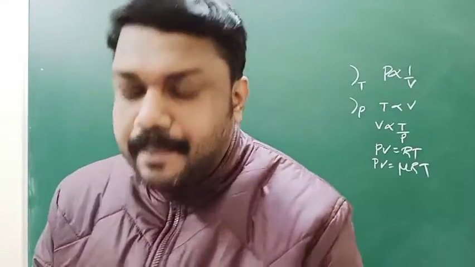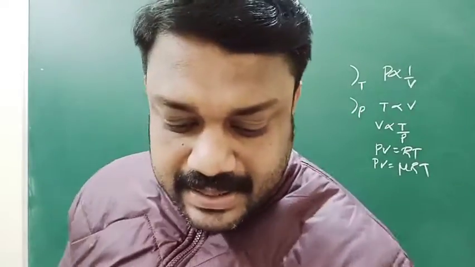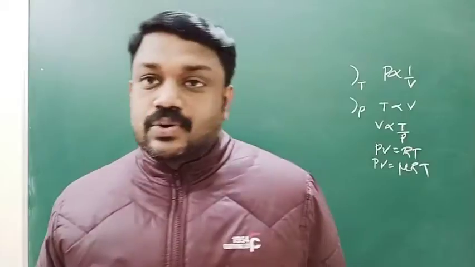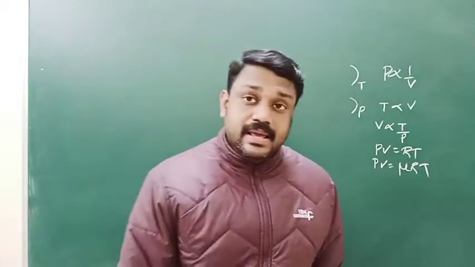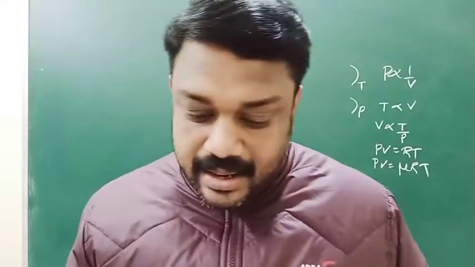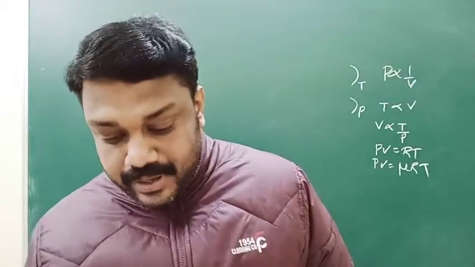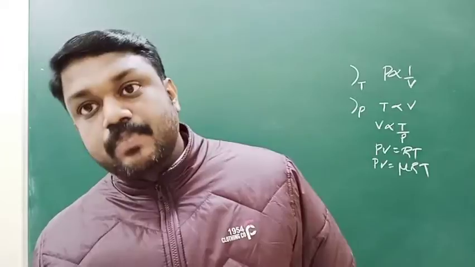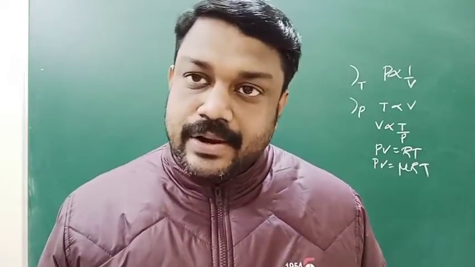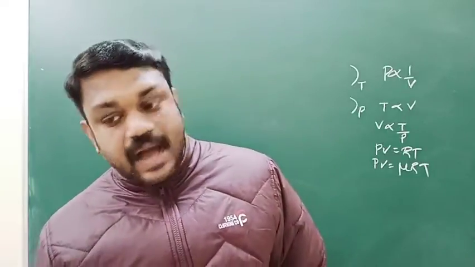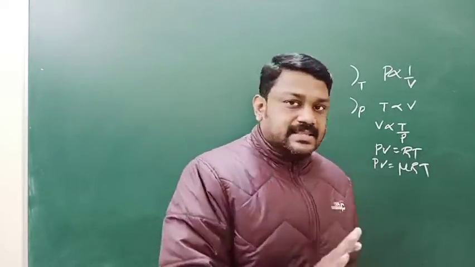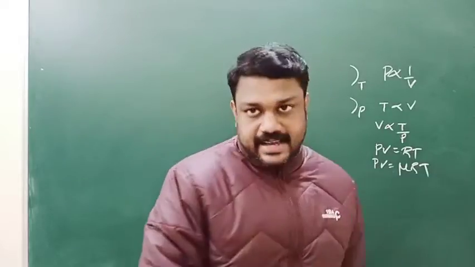And the number of particles in 1 mole is 6.023 into 10 to the power 23 particles in 1 mole of a gas, and the value of R is 8.31 joule per mole per Kelvin. 8.31 joule per mole per Kelvin is the value of the universal gas constant R. So any gas that can be described with the ideal gas equation is a perfect gas.